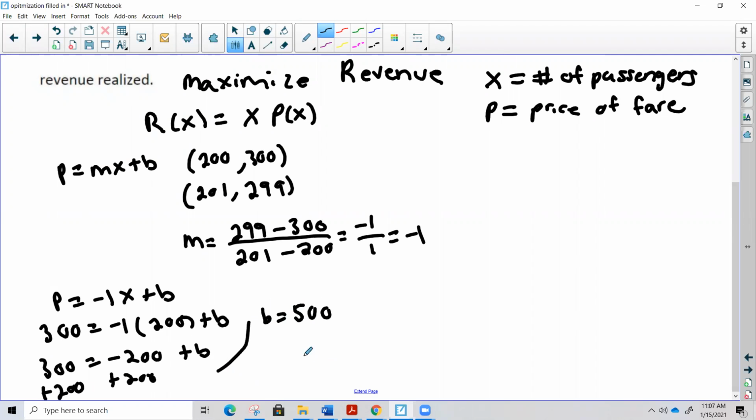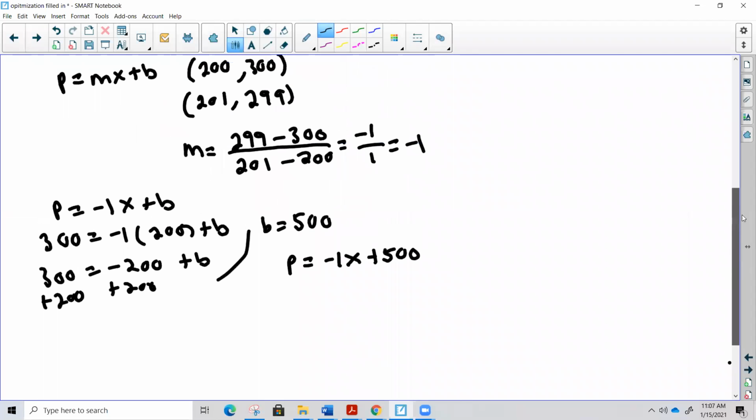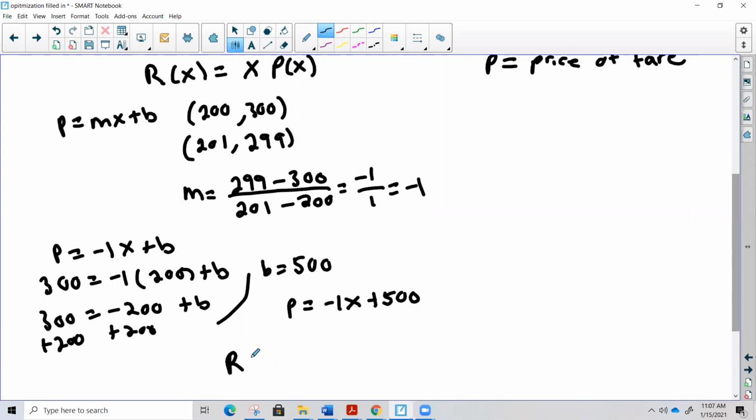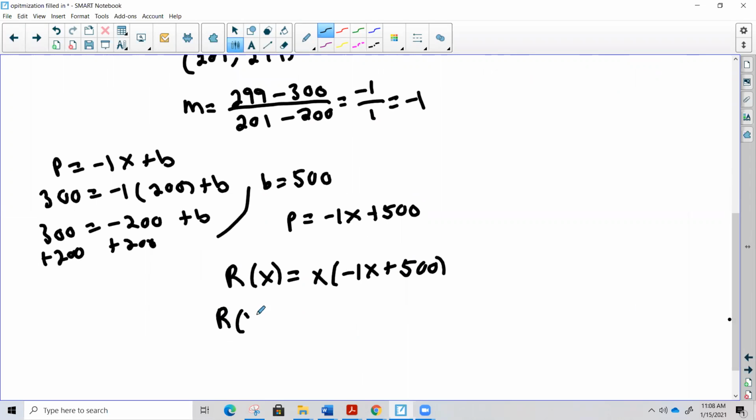Okay, so my price demand function is going to be P equals -1x, or you can just put -x plus 500. That's my price demand. And then if we do our revenue function, which is what we're trying to maximize, so we always take the derivative of what we're trying to maximize, which is revenue, is going to be x times this p of x function. And then again, it's completely up to you, but I generally find it easier to just distribute because it's not that hard to distribute here.